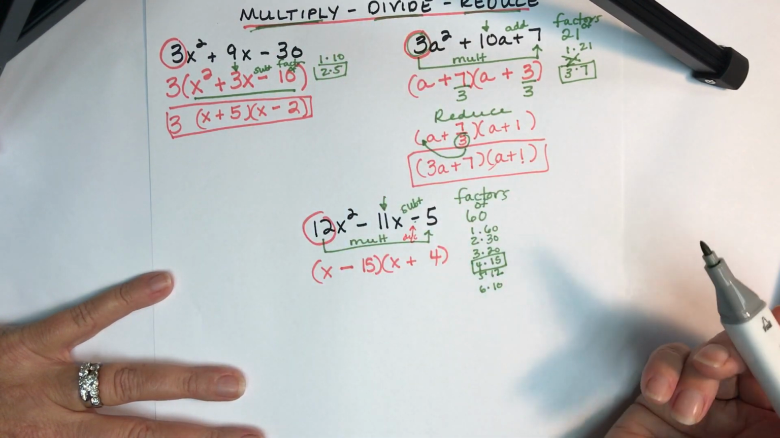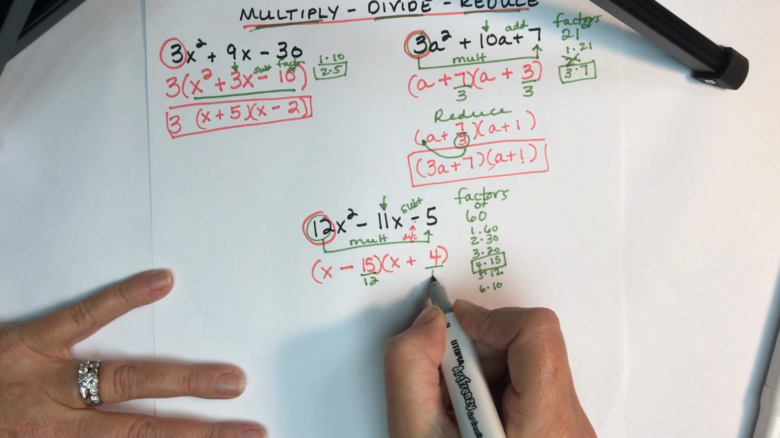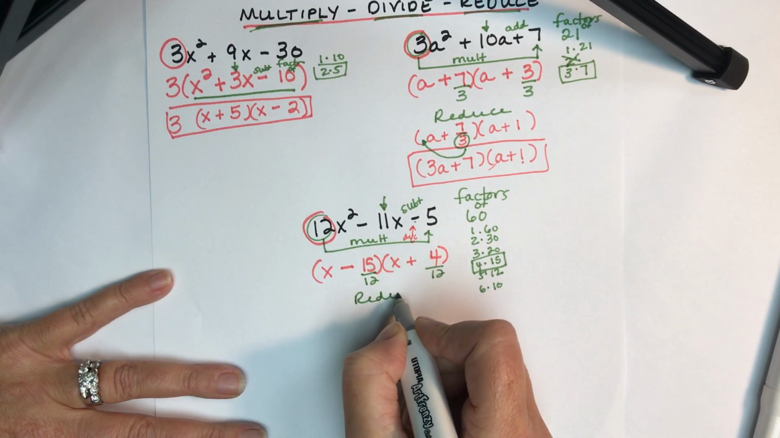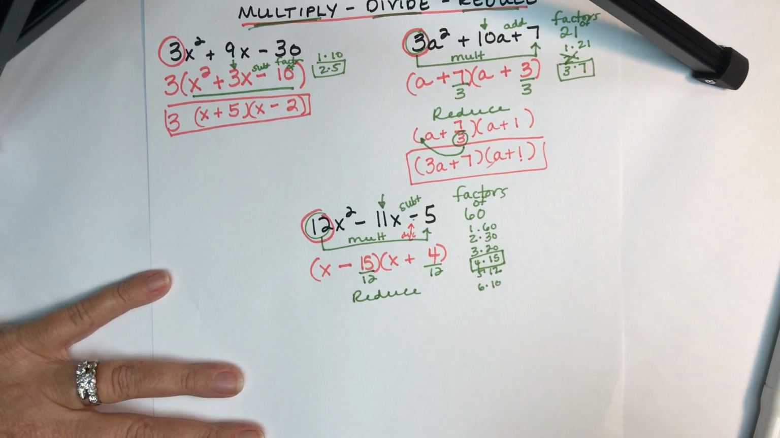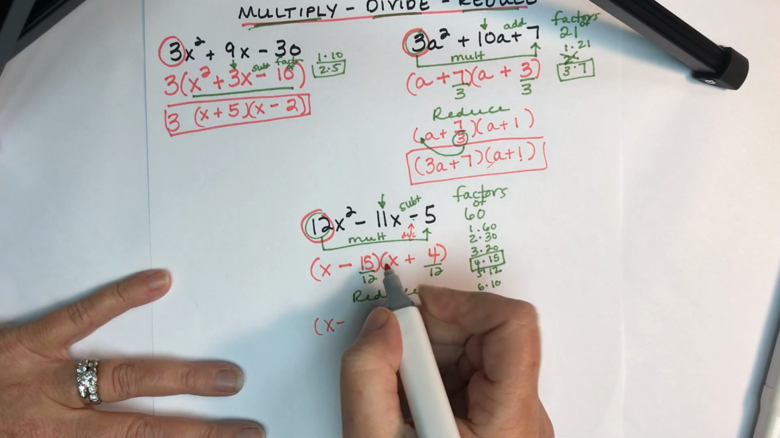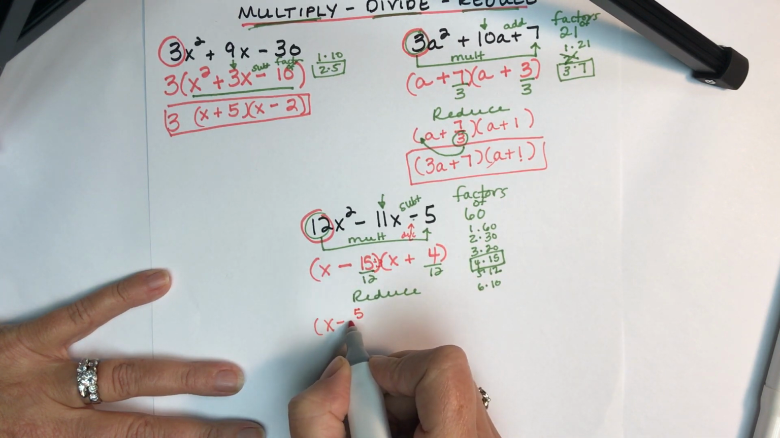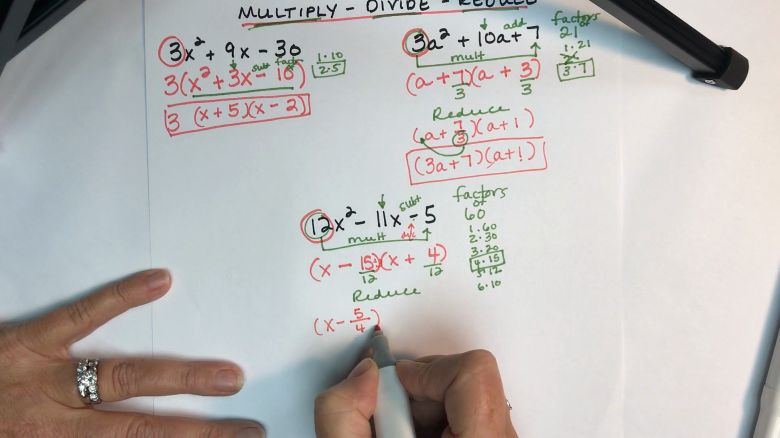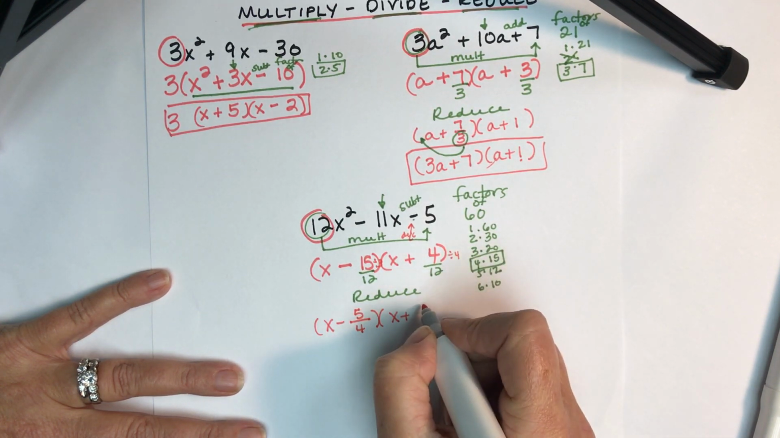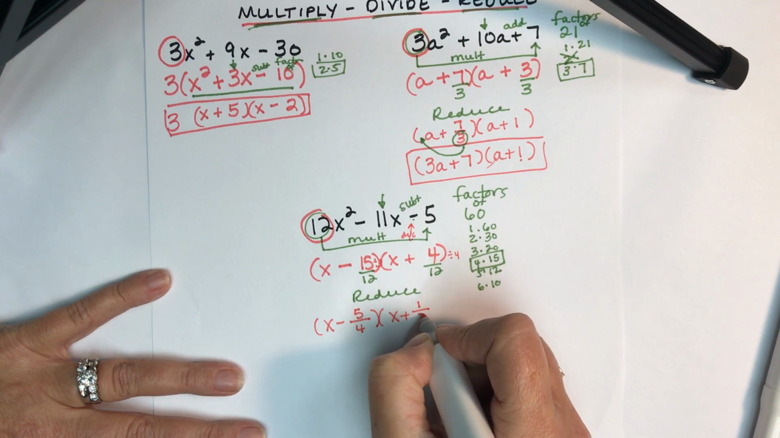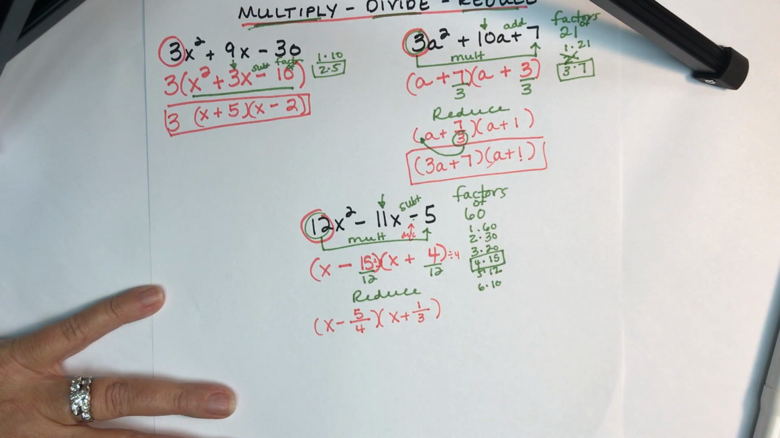Okay, so we've multiplied. Now we need to divide. So because we multiplied by 12, now we're going to divide by 12 and then reduce those fractions. So this one's a little bit harder, but we're just going to reduce them. So the first one, 3 would go into both of them. So 15 divided by 3 is 5. 12 divided by 3 is 4. The second one, 4 would go into both of them. So 4 divided by 4 is 1. 12 divided by 4 is 3. So we reduced our fractions.